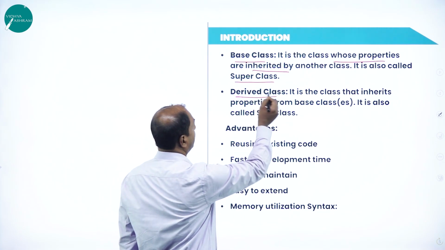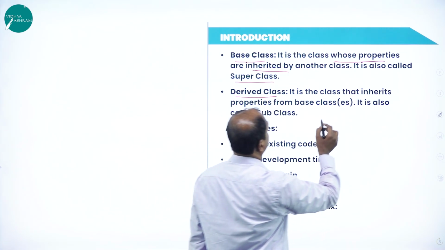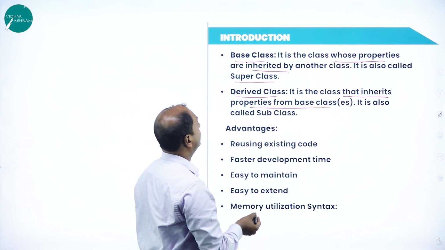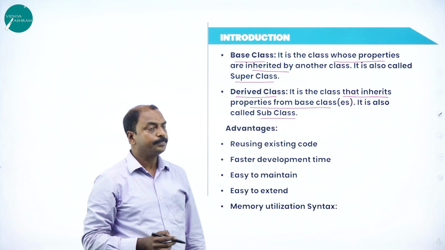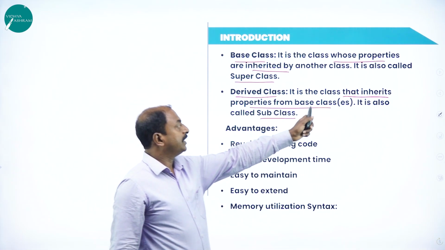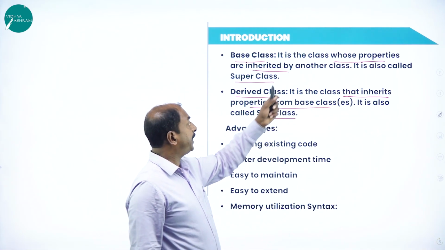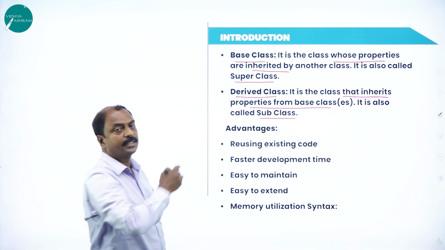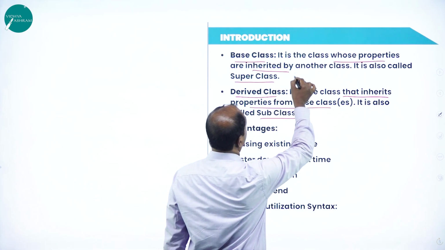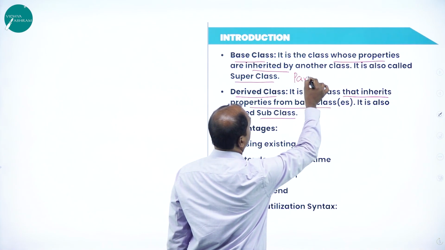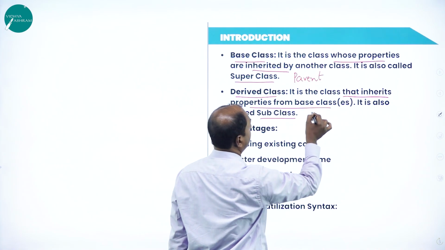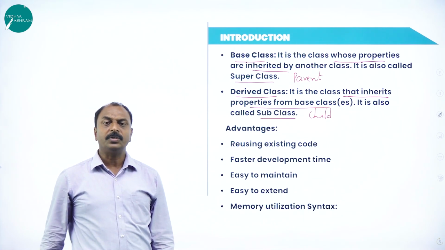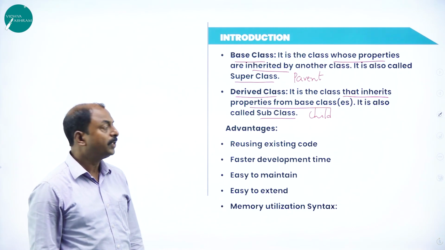Next definition is derived class. It is a class that inherits the properties from the base class or classes. It is also known as subclass. So this is a derived class, a new class derived from the base class. So this is base class, derived class, it is superclass, and it is subclass. And base class is also referred as parent class, and this is child class. So these are all different terminology we use with respect to inheritance.